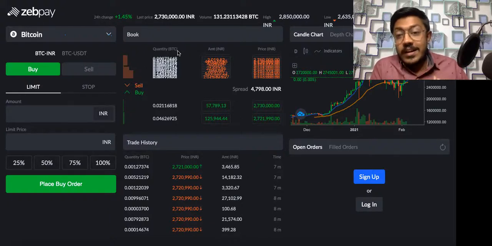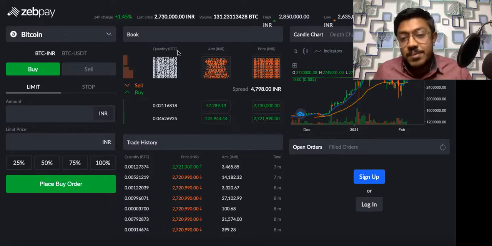Now I can understand that this is a very big amount, 27 lakh rupees, and not everyone is going to have that much amount in their trading accounts. So you can engage in smaller denominations as well, because Bitcoin can be purchased in smaller amounts as well. So you have to see your risk appetite, you have to see your capital. That is the first thing.